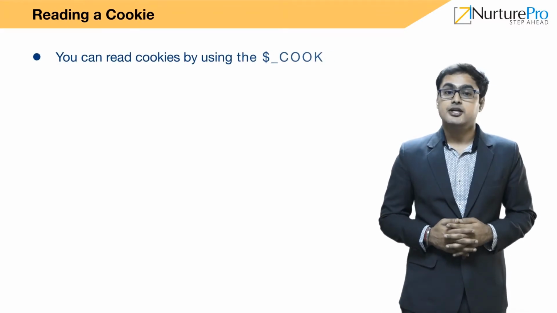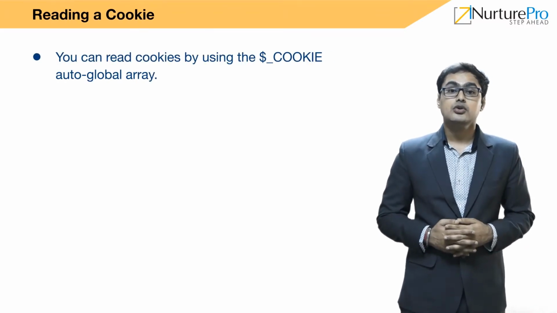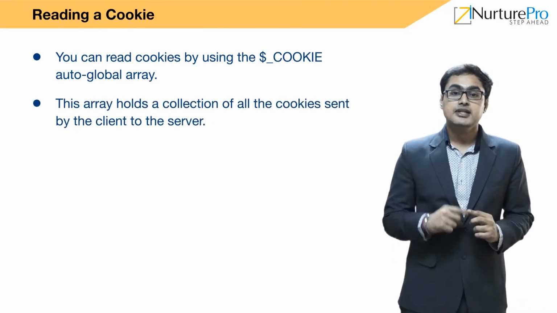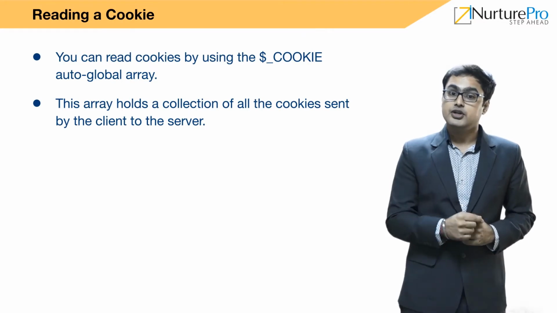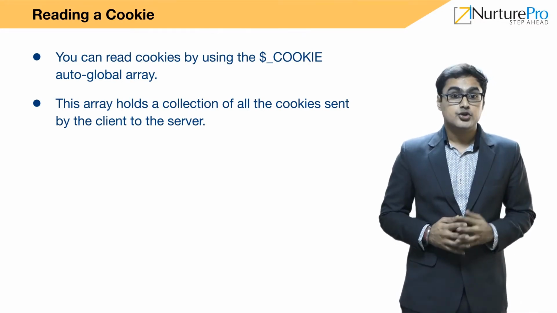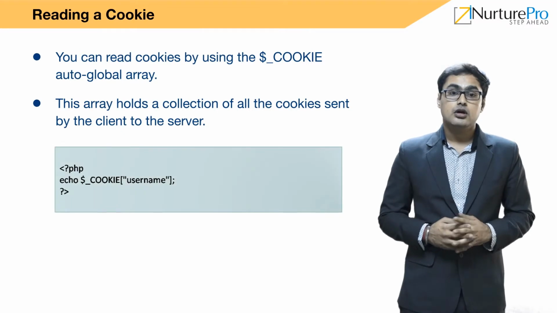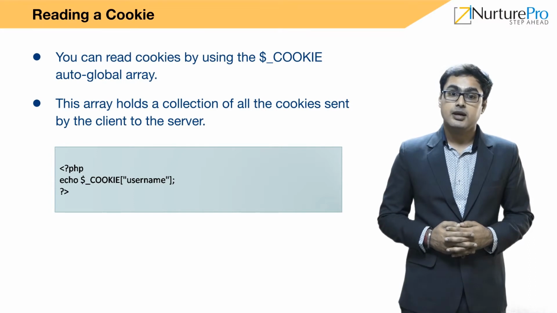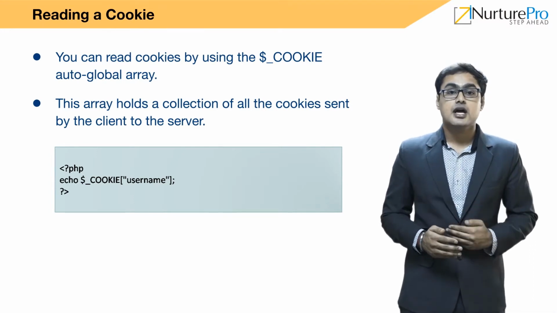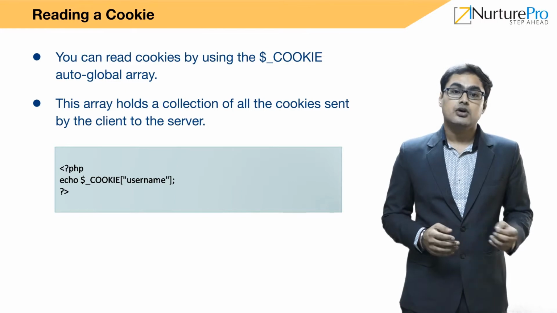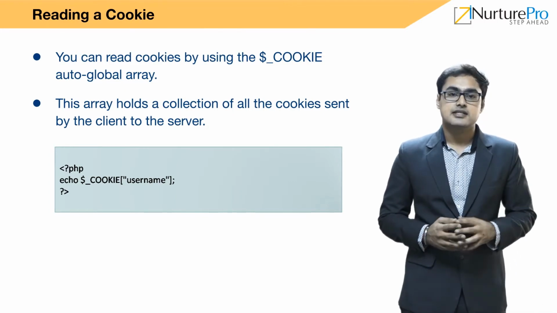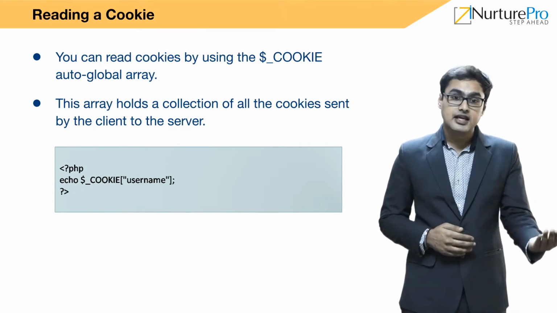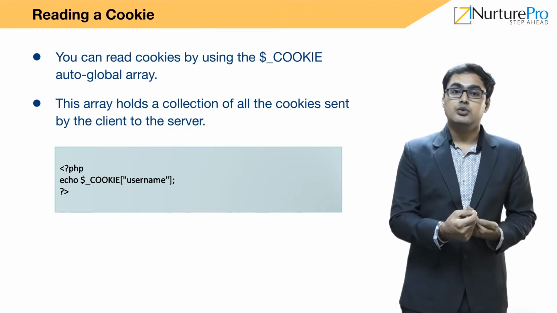Now let's see how to read a cookie. You can read cookies by using the $_COOKIE auto global array. This array holds a collection of all the cookies sent by the client to the server. To view the value stored in the previous cookie, you can use the following code: echo $_COOKIE["username"]. The first time the script is run, it displays nothing as the $_COOKIE username array does not exist. However, when the page is reloaded, the cookie is sent back to the server and therefore now the array is available and the value is displayed.